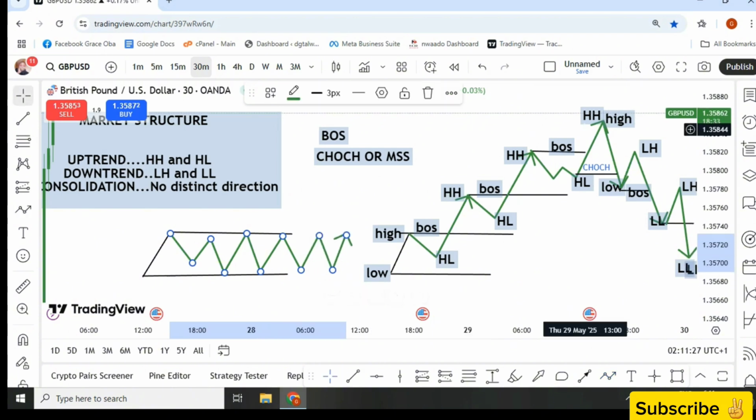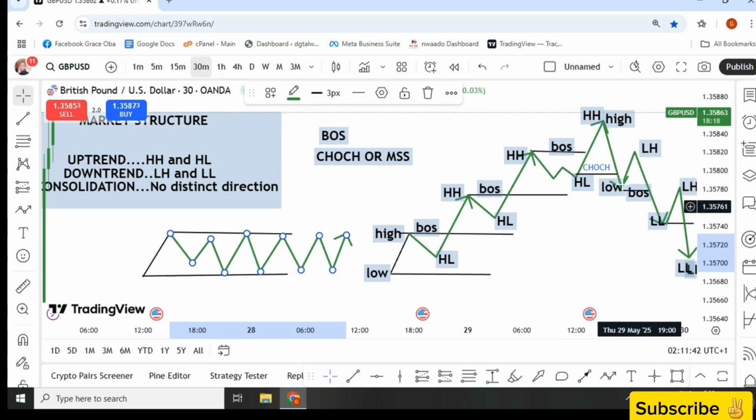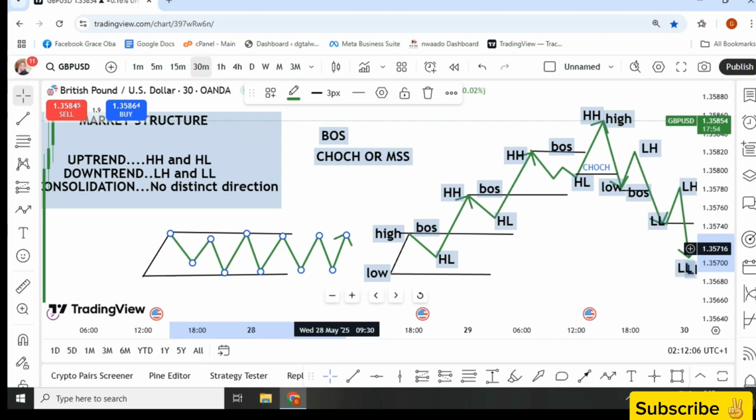So this is an uptrend whereby we see a higher high and higher low, right? And whenever the market breaks a new high, we have a break of structure. And when the market breaks a higher low down, there's a change of character. And for the downtrend, you see lower highs and lower lows. Let's take, for example, a downtrend.